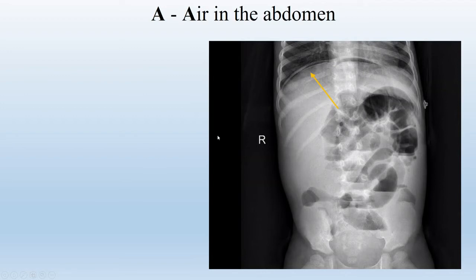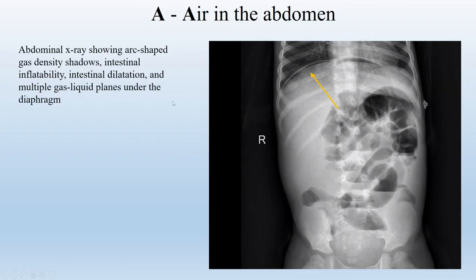You've done all the previous things: you check the name, the date when the film was done, you check the exposure and whether the X-ray includes all important parts, and then you start to assess it. So as it said, start from A, standing for air in the abdomen. This X-ray, regarding the air, shows arc-shaped gas densities. It's over here and it's crossing the diaphragm.